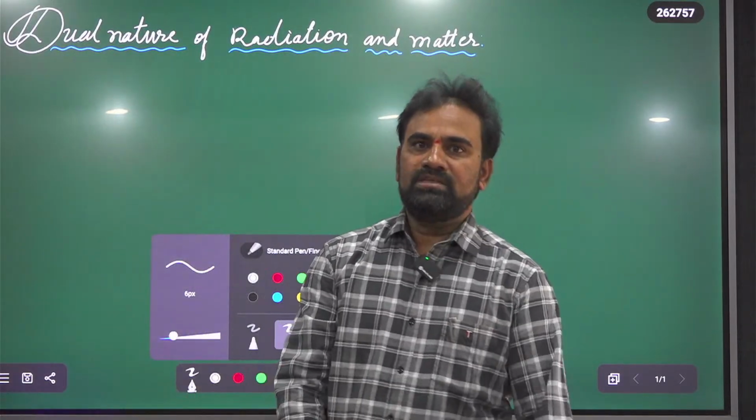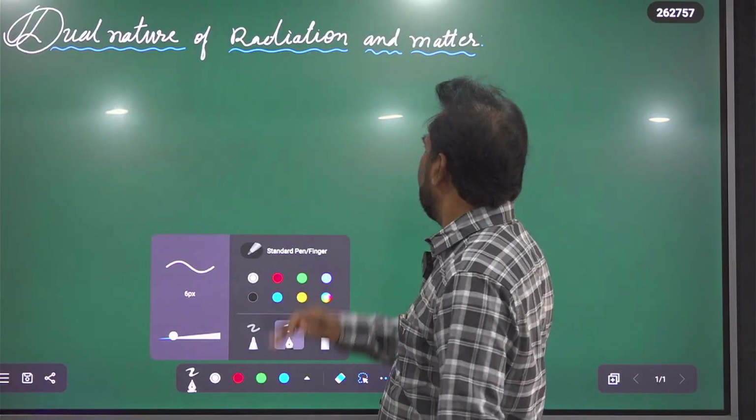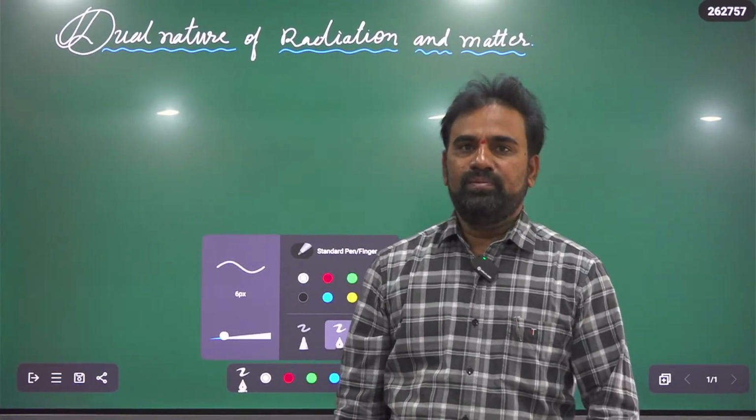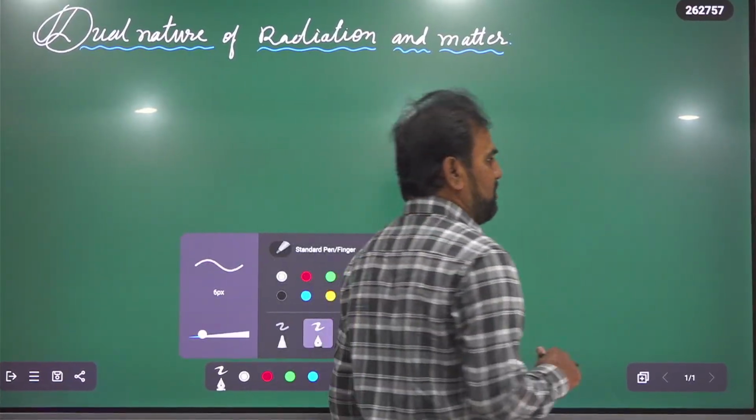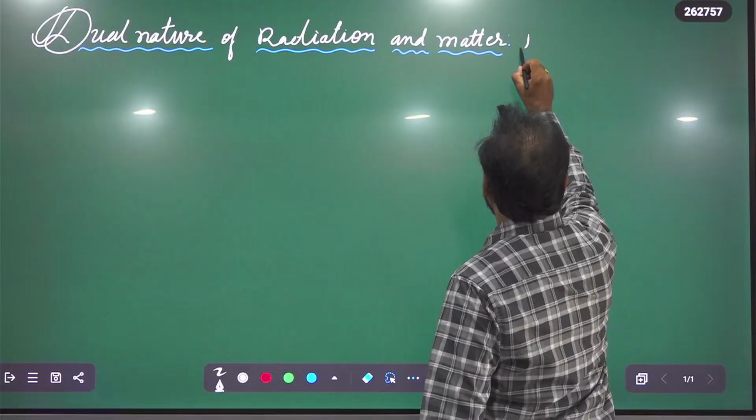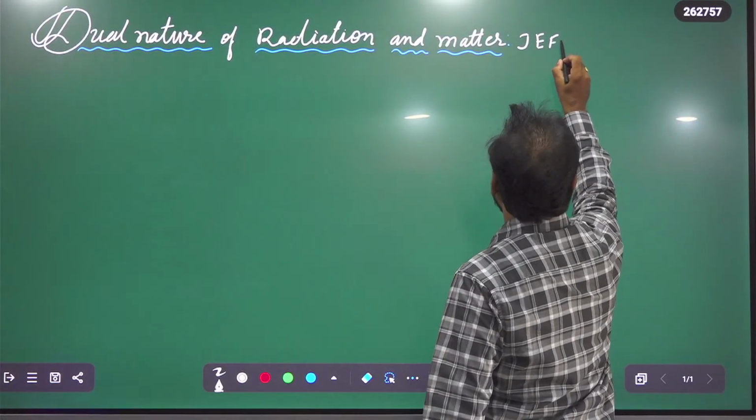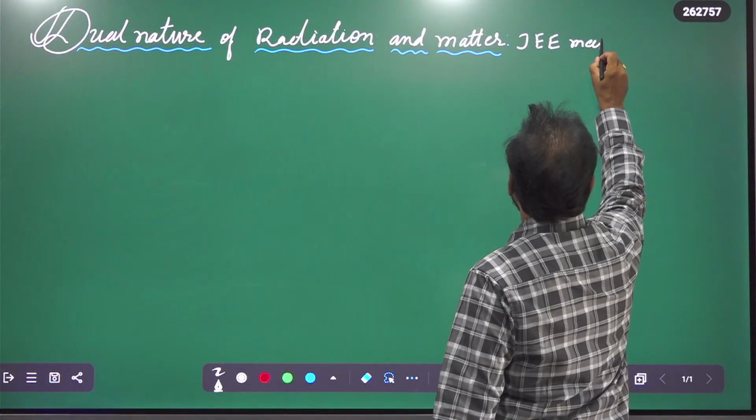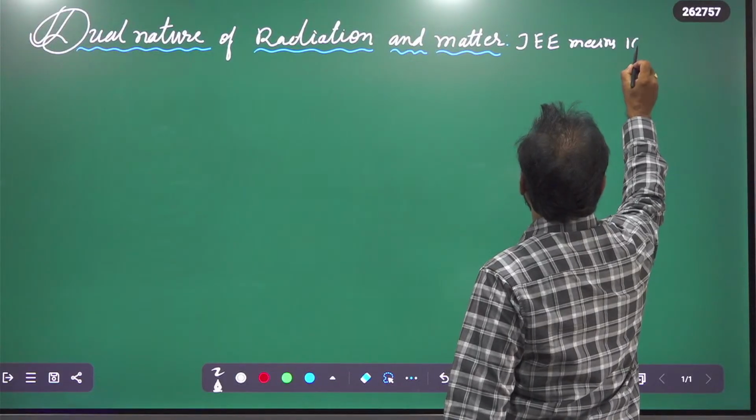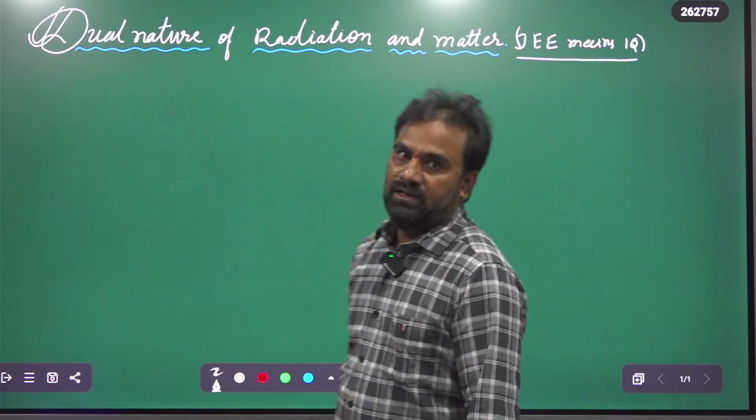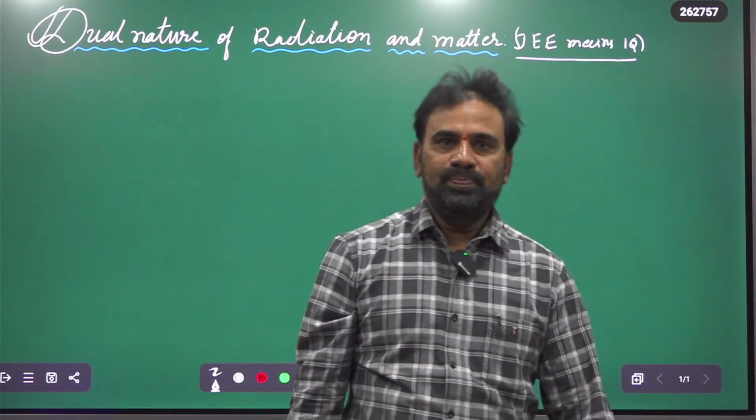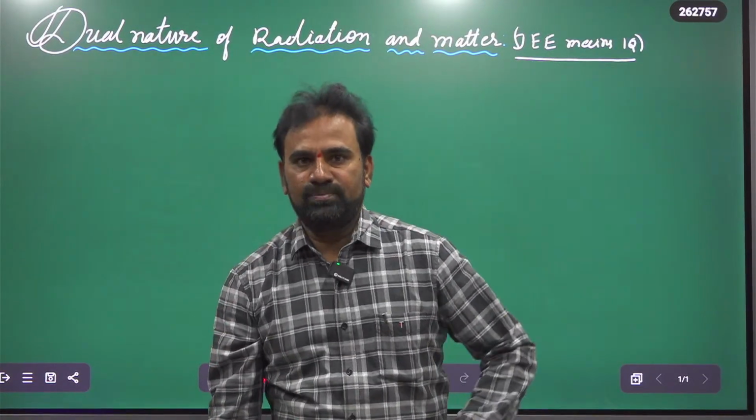Today I am going to explain the concept of dual nature of radiation and matter. It is very important for JEE Mains and Advanced also. Compulsory one question will be coming in JEE Mains, and in Advanced, mixed concepts are asked. Okay. Dual nature of radiation and matter.